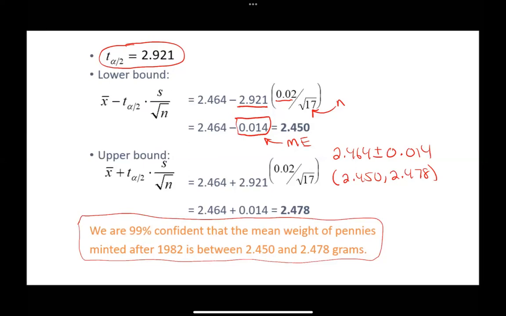Questions on this before we do another one where we actually math it out together? It's not a whole lot different than what we did with proportions. Just a couple little tweaks here and there. All right, let's do another example.